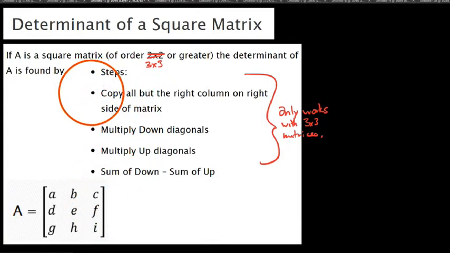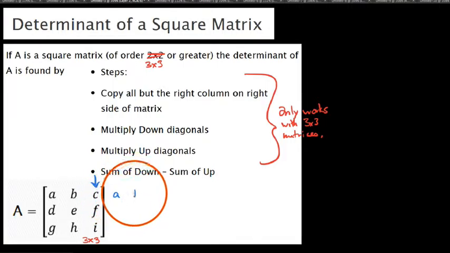So here's what we're going to do. Say you have some 3 by 3 matrix. It has to be a square matrix, and it's 3 by 3. We're going to copy all but the rightmost column onto the right side of the matrix. We take the first 2 columns and copy them out onto the right side, and we don't copy the 3rd column. So I'm going to copy the A and the B, the D and the E, and the G and the H. They're not really there, they're just sitting out on the right side.